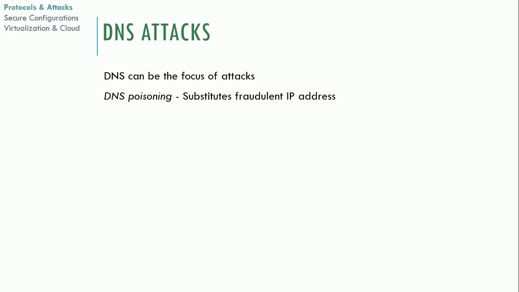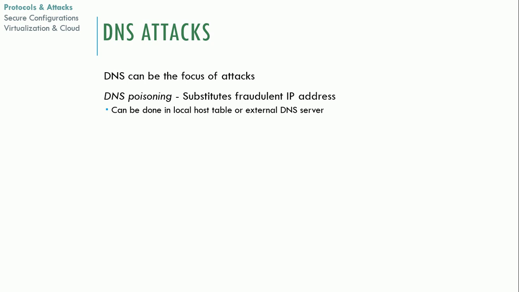DNS can be the focus of attacks, and one of the common ones is DNS poisoning, which is substituting fraudulent IP addresses for the real IP address. It can be done in a local host table, which I'm going to ask you to do in the labs. In the labs, I have you change your host table and try this, so you can see how easy it is to poison DNS on your local machine.